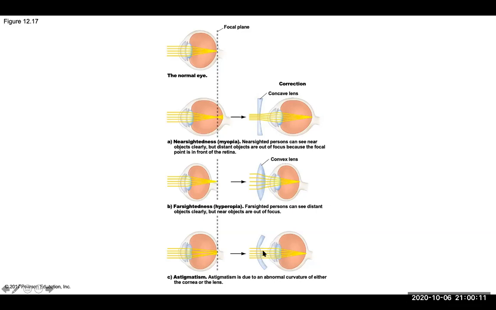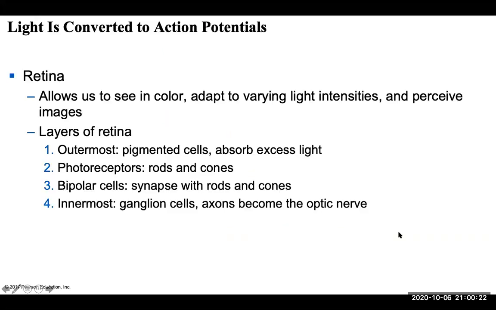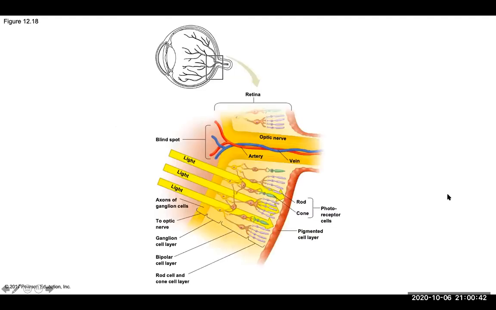It can also be corrected for by a contact lens usually. And again, all of these corrections are trying to get the image focused on the back of the retina. The retina allows us to see in color. The layers of the retina: the outermost pigmented cells absorb excess light. Photoreceptors are your rods and cones. Bipolar cells synapse with rods and cones. And the innermost layer are your ganglion cells, which are connected to axons that will become the optic nerve.